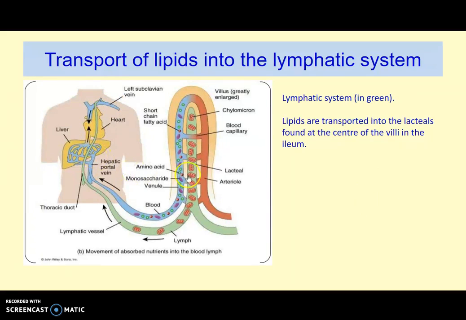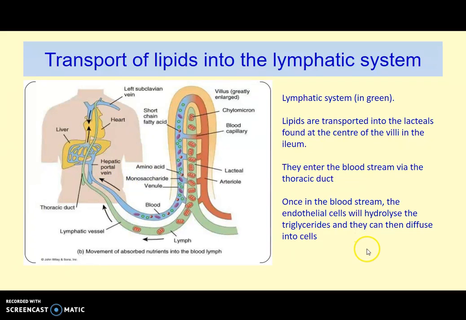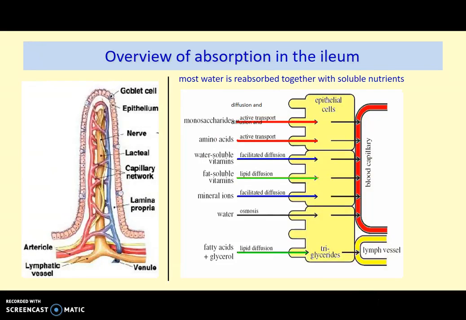Now, lipids are transported in the lacteals at the centre of the villus, okay? They enter the blood, and once they're in the blood, the endothelial cells will hydrolyze those triglycerides into smaller molecules again, and then they can diffuse into cells to be used. A little bit more complicated, lipid absorption, so it's worth going back over this and making sure you understand each part. Okay, this is an overview of absorption in the ileum, so take your time to have a look at all the different molecules and where they're going.